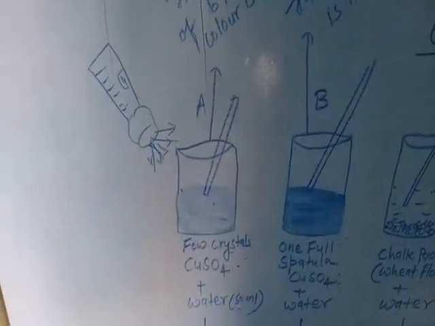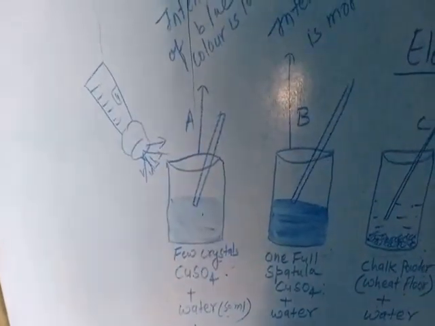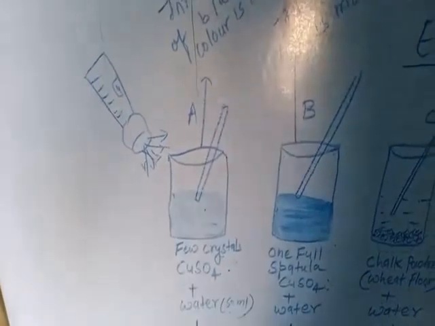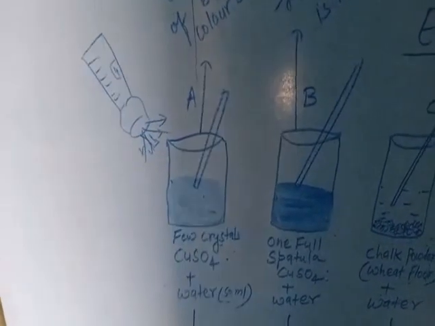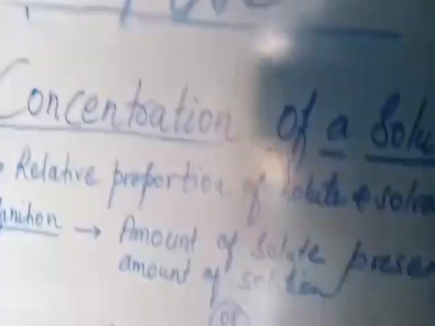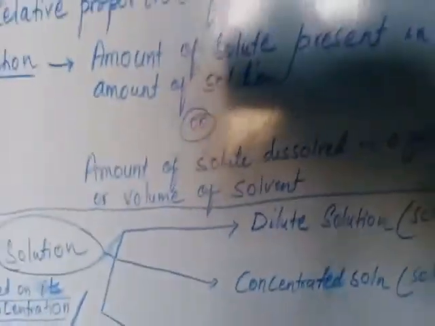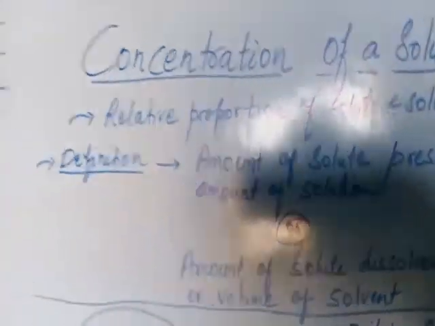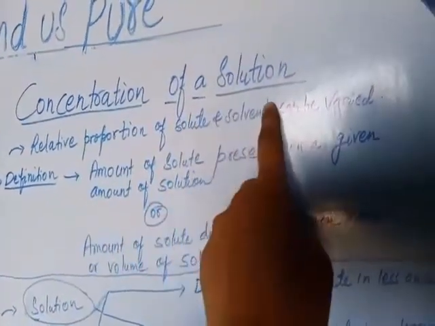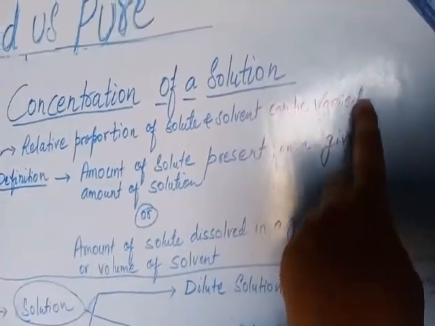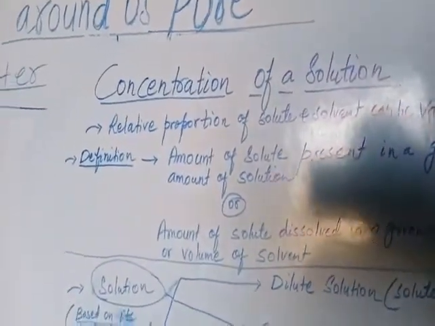For making copper sulfate solution, different amounts of CuSO4 can be added in water to form different CuSO4 solutions. So we can say that the amount of the solute keeps on changing for making the solution. Hence this statement that the relative proportion of solute and the solvent can be varied is very much correct.